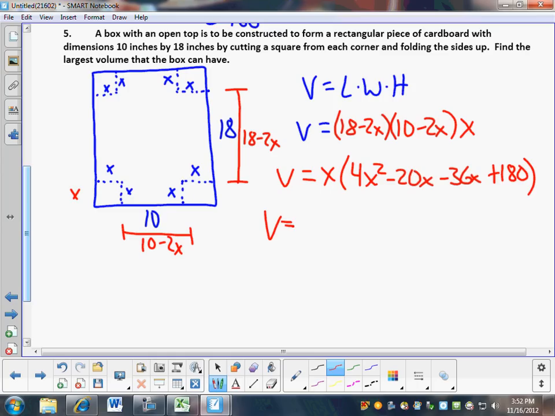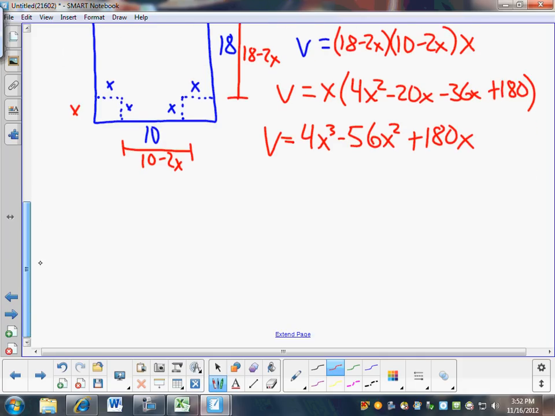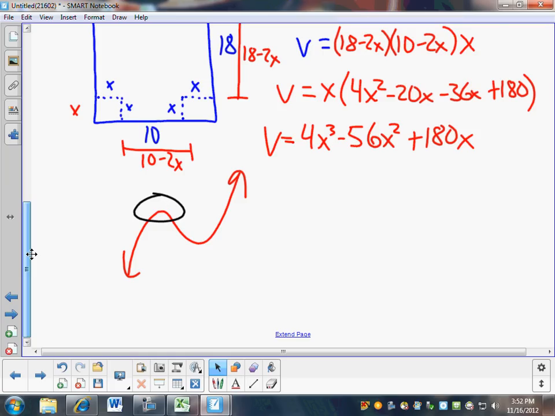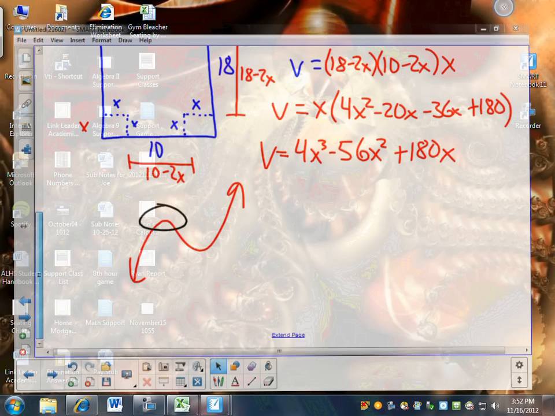So my volume is equal to 4x to the third, and then 20x and negative 36x, negative 56x. So minus 56x squared plus 180x. And if we graph this, it's not a parabola. This is a cubic. But we talked about finding a local maximum. We're looking for that spot. And in calculus, we can solve this, but we can't solve it in pre-calc right now. We have to be able to use our graphing calculators to help us.